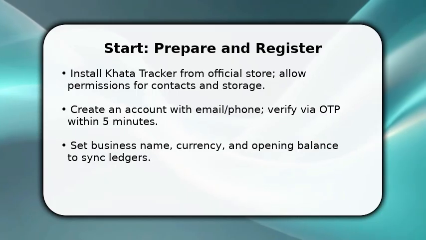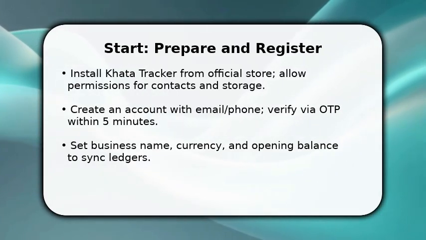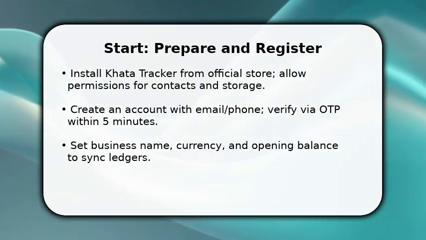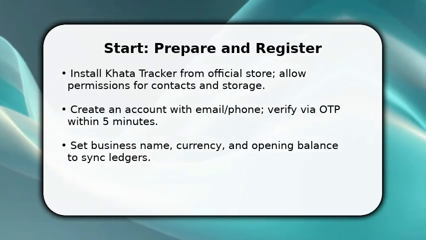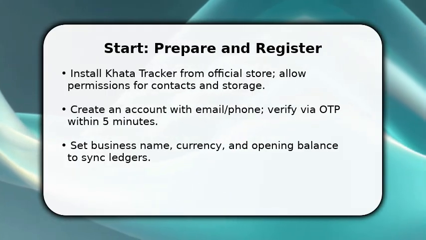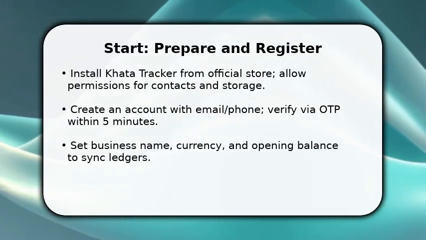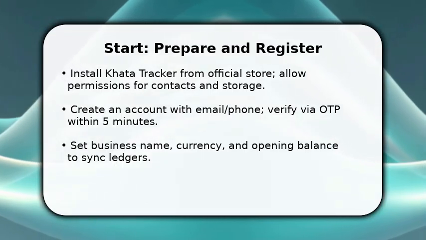You'll begin by getting the app and creating your profile. Install Khata Tracker, grant the required permissions, and open the app. Next, register with your phone or email and complete OTP verification so the app can save your data. Once done, enter your business name, select the currency, and set an opening balance to initialize the ledger. These steps let you immediately add transactions and keep records consistent across devices.